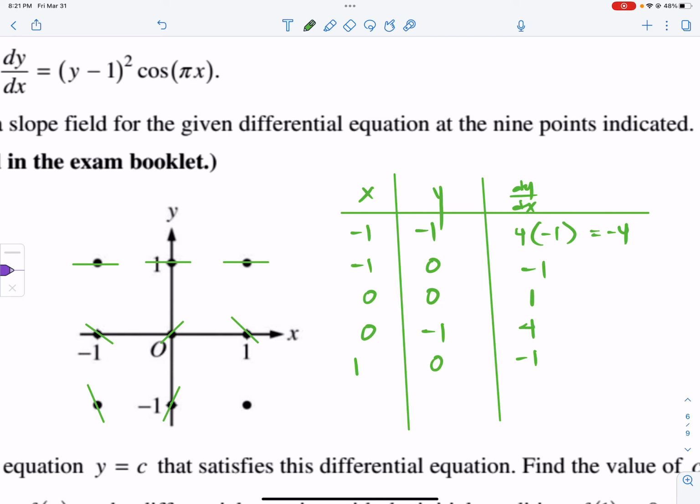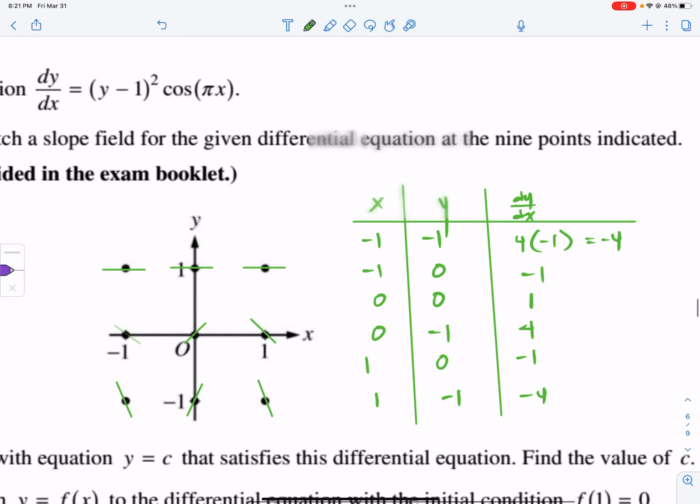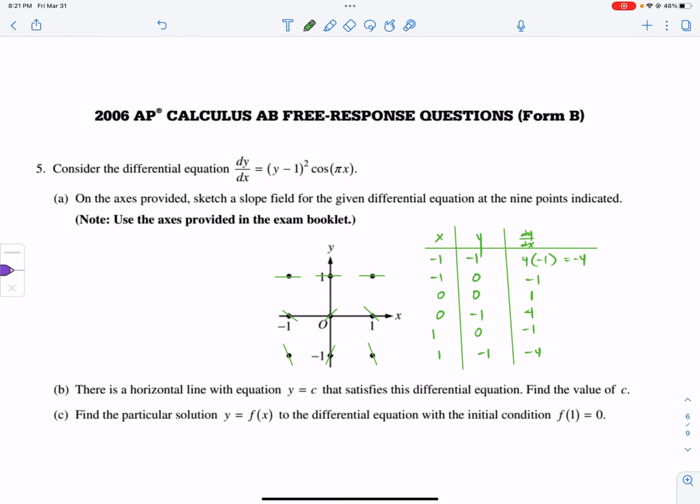And then 1, -1. So that will be 4 times -1, so -4. Okay, so there's my slope field.